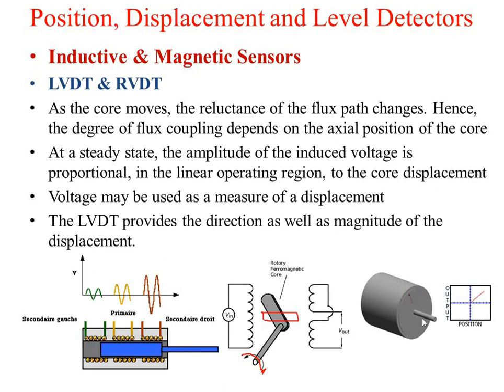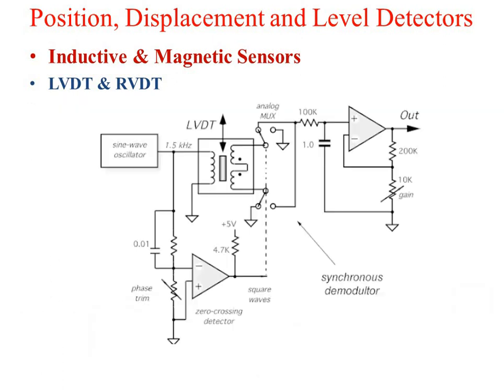You can see you are moving it, and you will be getting the output either in a positive direction or in a negative direction. So you will be getting a position accordingly, and you can easily calculate the displacement, whether it is in clockwise direction or anti-clockwise direction. You can decide it on the basis of the position on your graph generated. So this is how you can generate LVDT and RVDT.